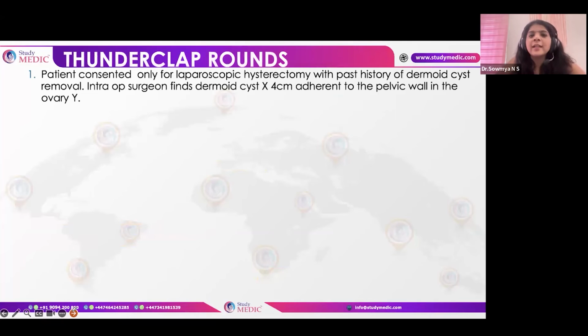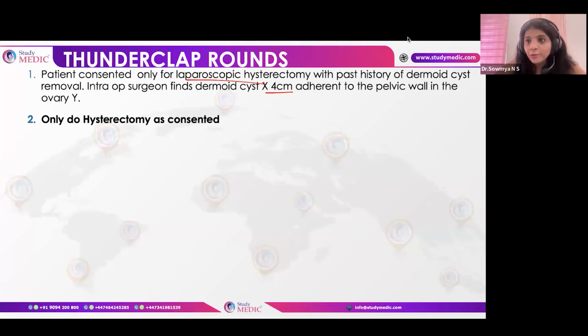A few more things, guys. Patient consented for laparoscopic hysterectomy with a past history of molar pregnancy. Intra-op, the surgeon finds a 4 cm dermoid cyst adherent to the pelvic wall in the ovary. So here the challenge is, even though they have undergone a procedure before, the patient has given consent only for hysterectomy, so you have to be only doing hysterectomy. You cannot remove the cyst thinking she might have to go for the other procedure. No, remember, it has to be done only if it was a gangrenous cyst.